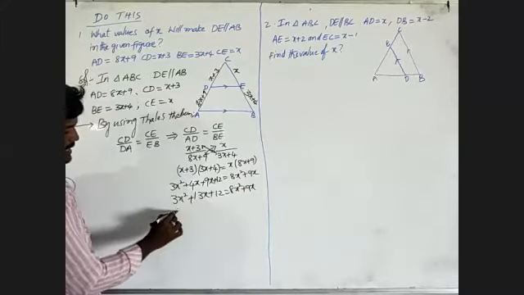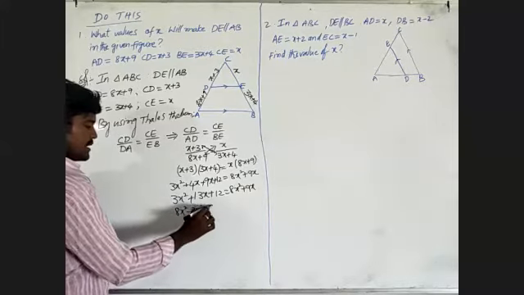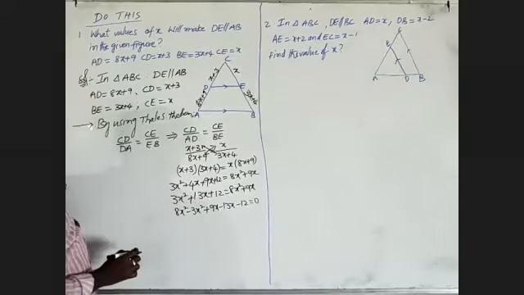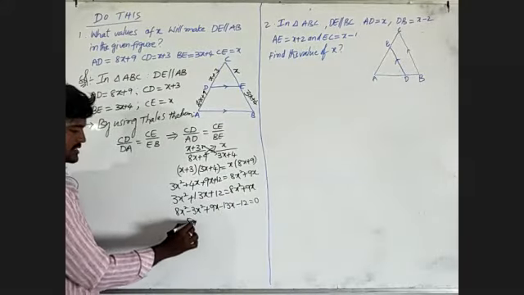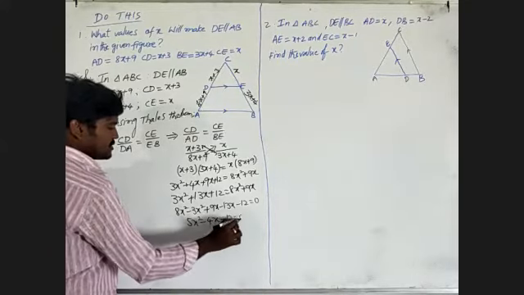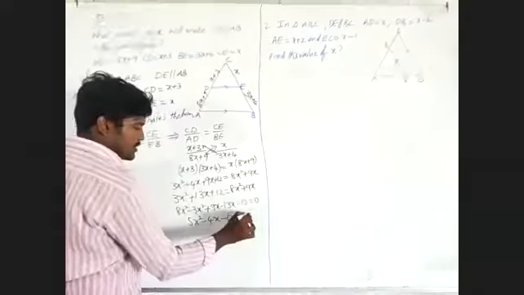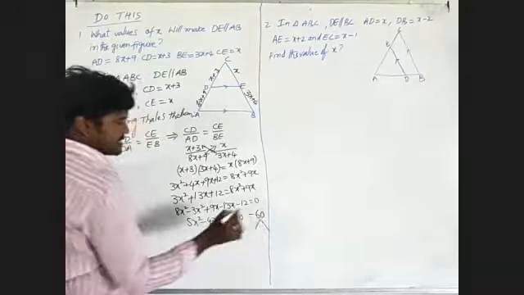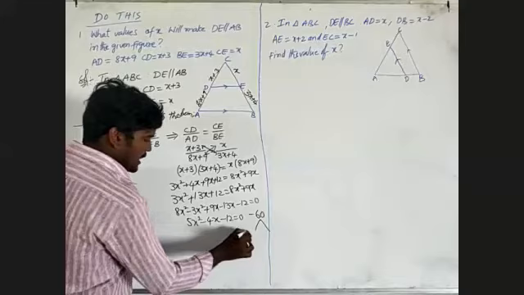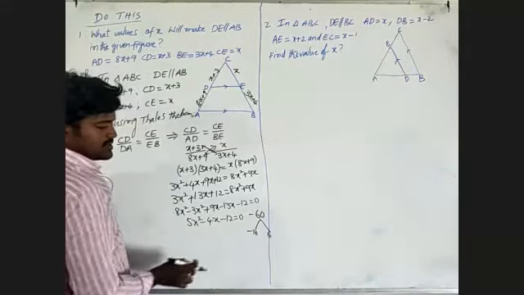This value becomes that side: 8x square minus 3x square. After that, 9x minus 13x minus 12 will be equal to 0. That will be written as 5x square minus 4x minus 12 is equal to 0. We have to do factorization in this one. 5 into minus 12, that becomes minus 60. Their sum will be minus 4. That will be written as minus 10 and plus 6. Plus into minus is minus. 10 into 6 is equal to 60.